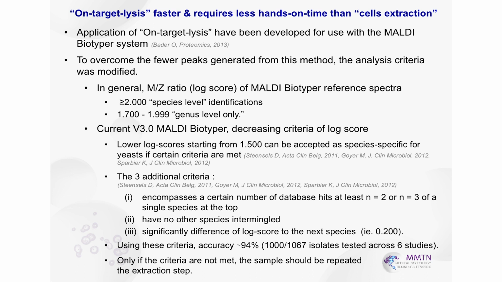And using this criteria, the accuracy is increasing. Only if the criteria are not met, the sample should be repeated. And another thing, if we got a new species or a new genus, MALDI-TOF cannot help you anymore. So what are we going to do? Sequencing.